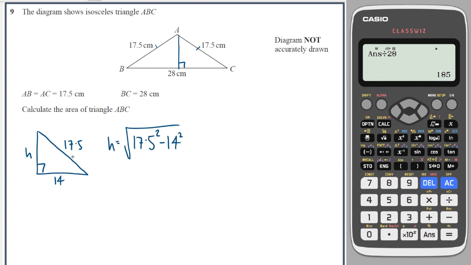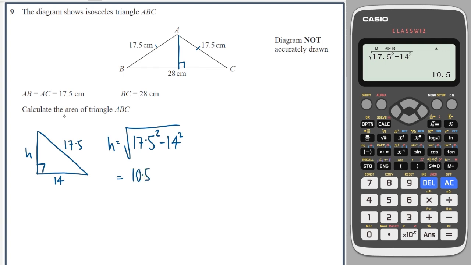Using Pythagoras' theorem, I'm taking the hypotenuse, subtracting one of the short sides, and that's going to give me the other short side. Okay, great. So I go to my calculator and I write square root of 17.5 squared minus 14 squared. And that gives me 10.5 exactly.